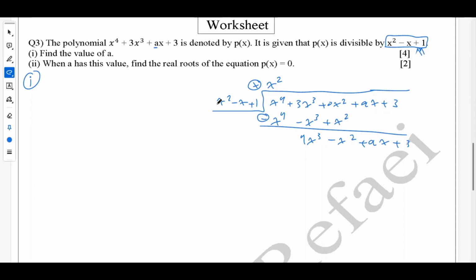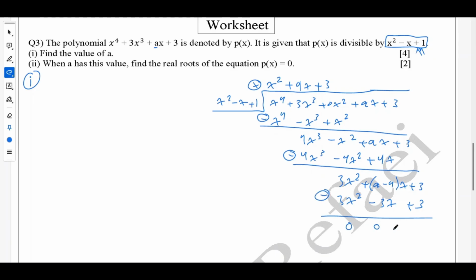4x cubed divided by x squared is plus 4x. 4x cubed minus 4x squared plus 4x. Subtract: 0, 3x squared plus a minus 4x plus 3. I'm going to divide 3x squared by x squared, plus 3. 3x squared minus 3x plus 3.